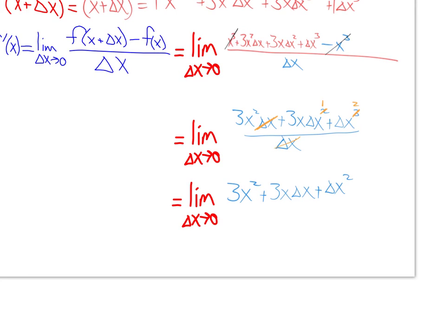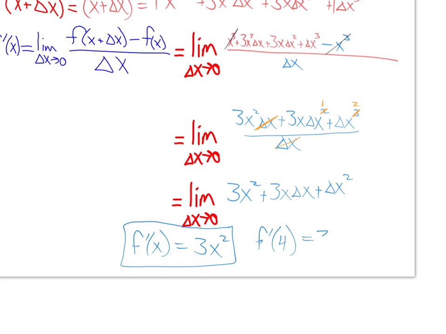And now we can evaluate. So what does our derivative equal? 3x squared. Okay. So what's our rate of change at x equals 4? 48, yeah. F prime of 4 is going to be 3 times 4 squared, so that's 48.